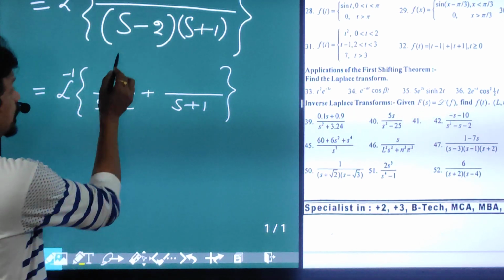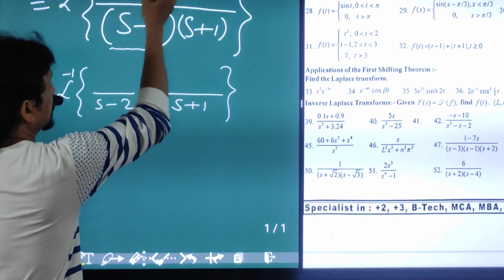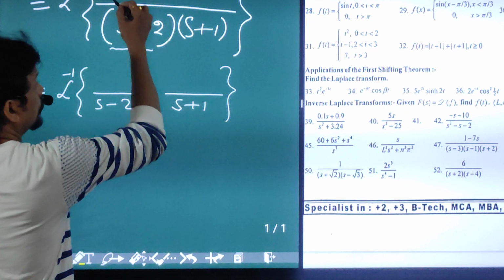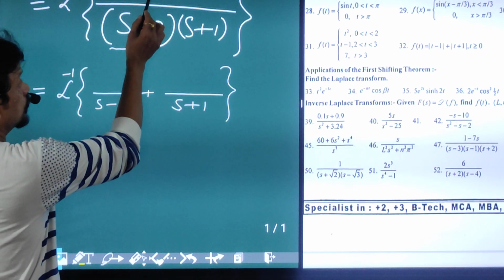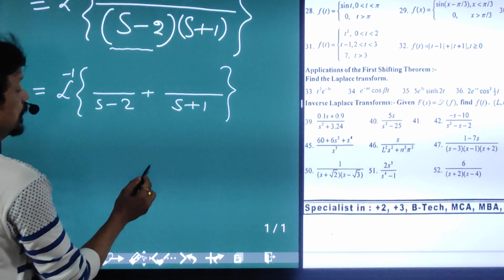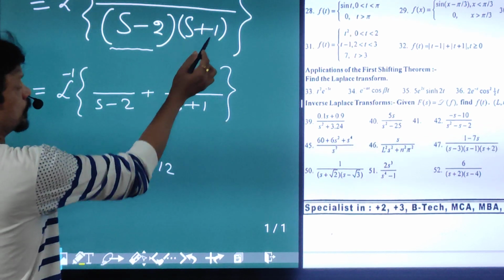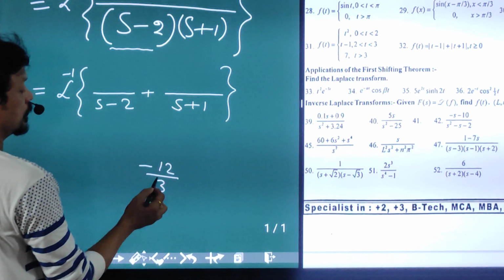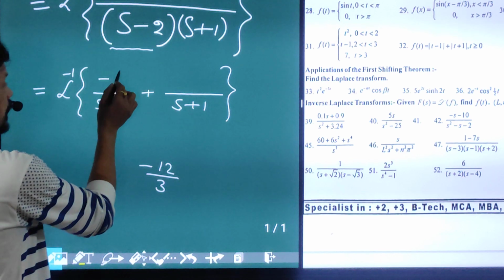Omit this same factor. You should omit this factor. Then put s is equal to 2 in the rest part. S is equal to 2, that means minus 2 minus 10. It is minus 12. S is equal to 2, plus 1 is 3. So minus 12 by 3, it is minus 4. I am writing minus 4.